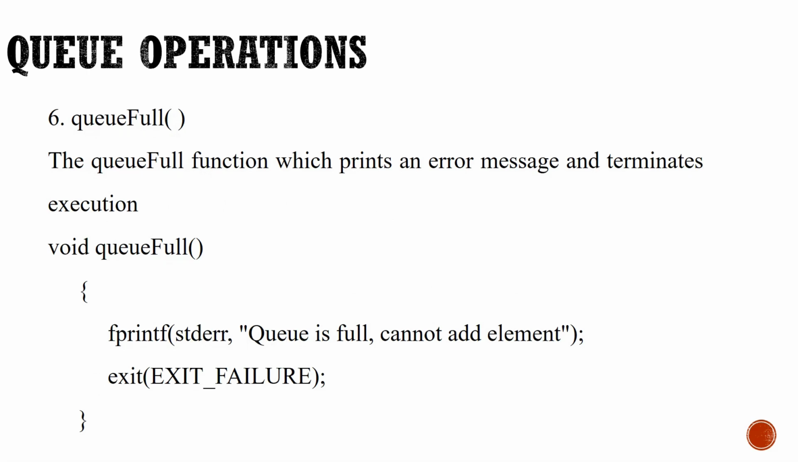The queue full condition. When rear equal to maximum size -1, that is, if I have a queue size of 5, the last index value will be 4. So when rear is equal to maximum queue size -1, then we say that the queue is full. When we get that queue full, we print the message that queue is full and we cannot add the element, and we exit from the program.